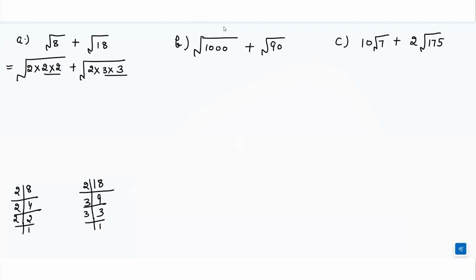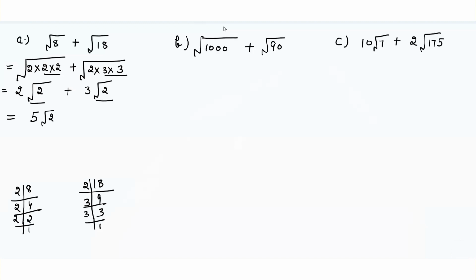We can write only one digit outside, then root 2 is left. Here we will write 3 outside, root 2 is left. Now they have the same surds. So 2 plus 3 will make 5, and then root 2.